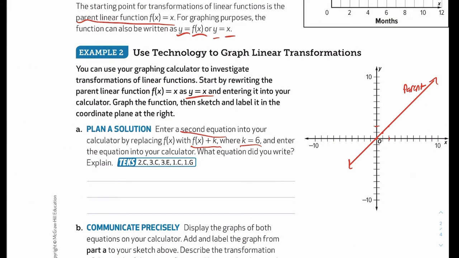What equation did we write? We wrote, okay, so let's just write it. We actually typed in f of x plus 6. And what that means is since f of x was equal to x, then this is really equal to x plus 6. That's what we actually graphed.